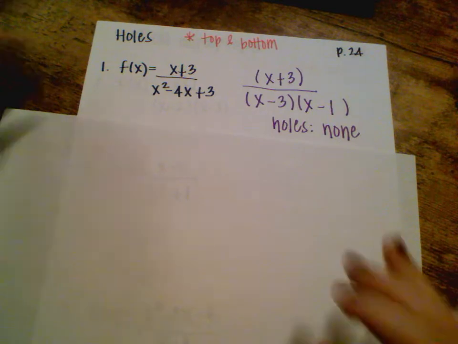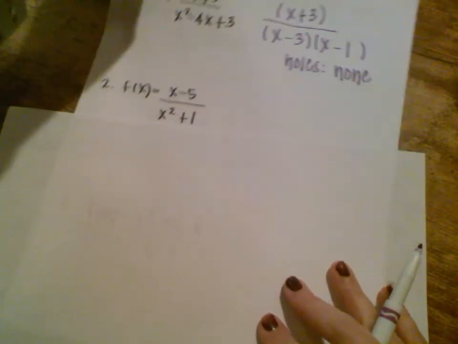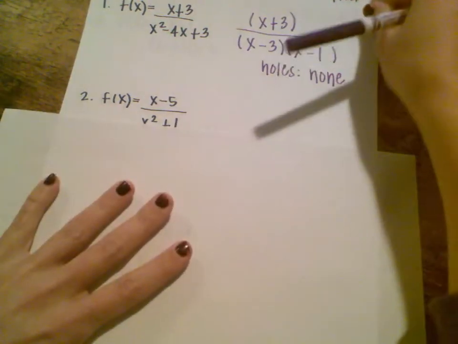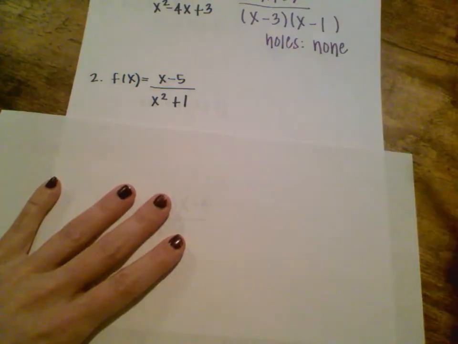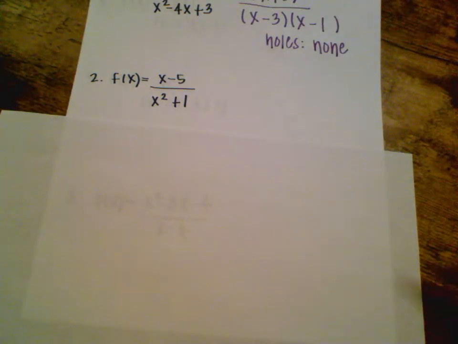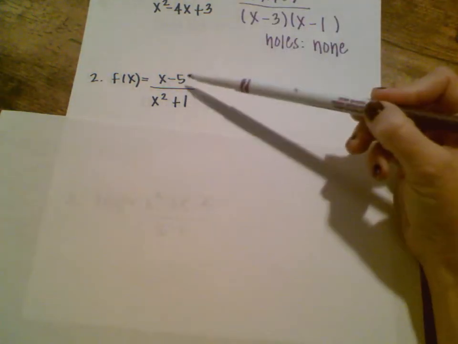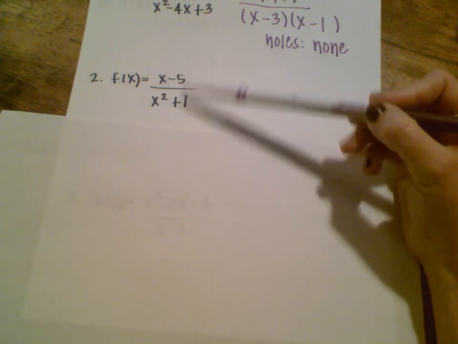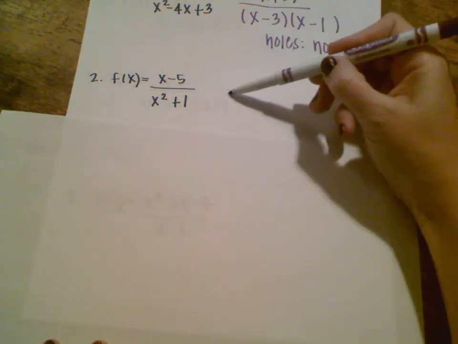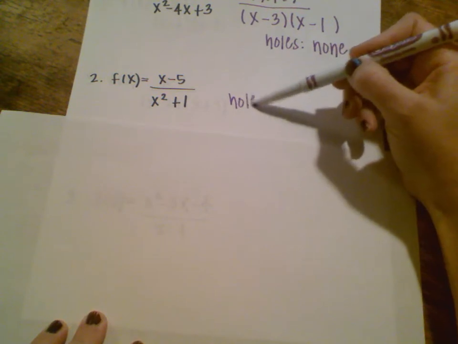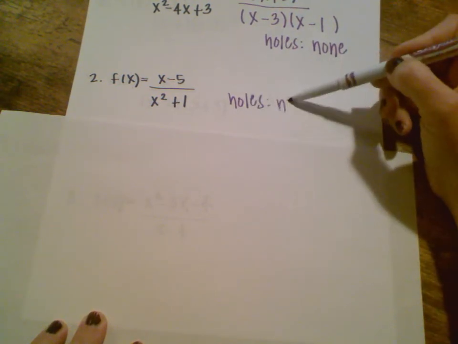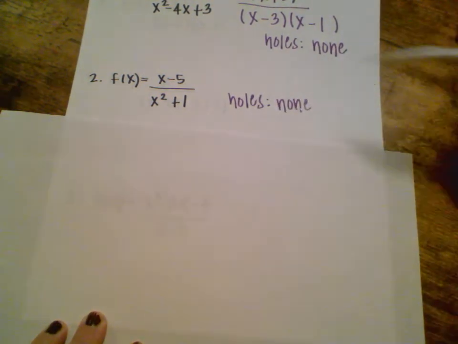Number 2. Okay, number 2, it looks like cannot be factored. And looking here, there's nothing that can be found on top and bottom. So this graph does not have any holes either. So we will go on to number 3.